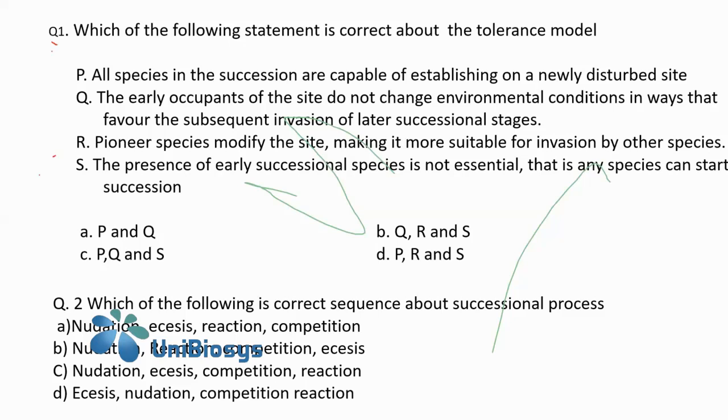Second, what is the second statement? The early occupants do not change. Correct or what? That is also right for tolerance, because they are not doing facilitation and not doing inhibition. So P and Q are correct. Then next, third. What is third? The third one is the facilitation model. And fourth, what is this? Facilitation model.